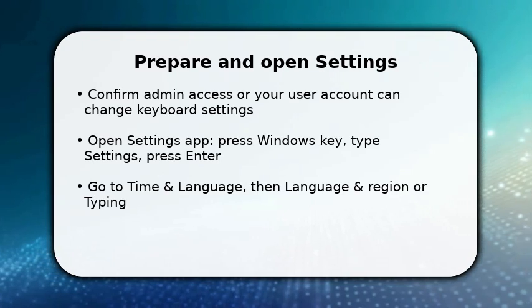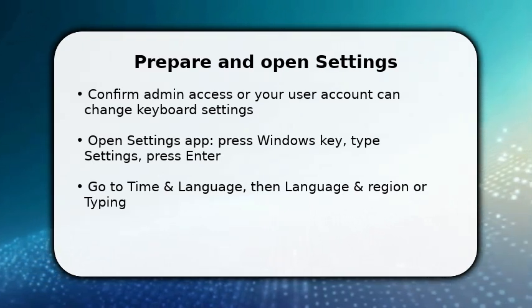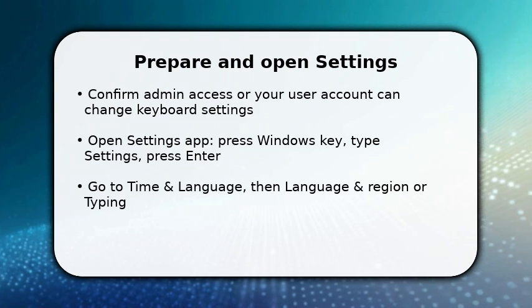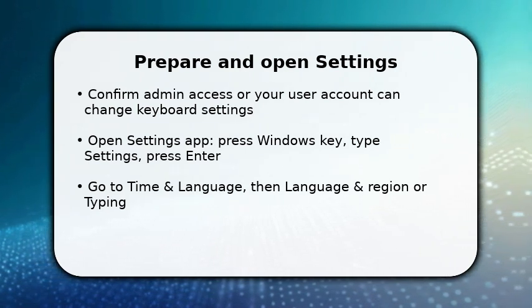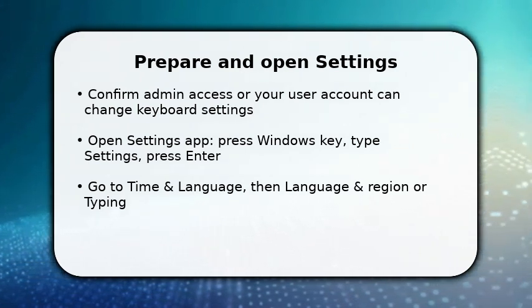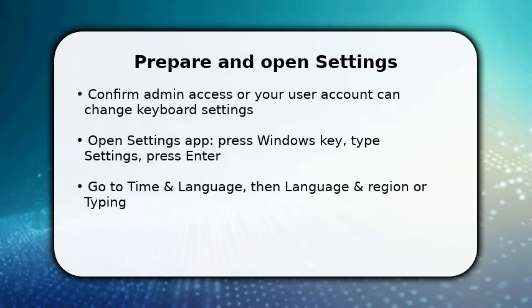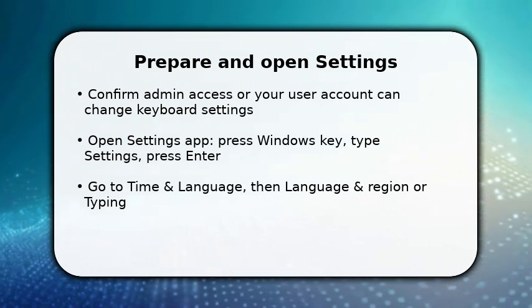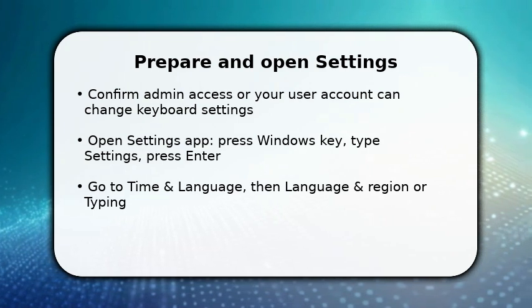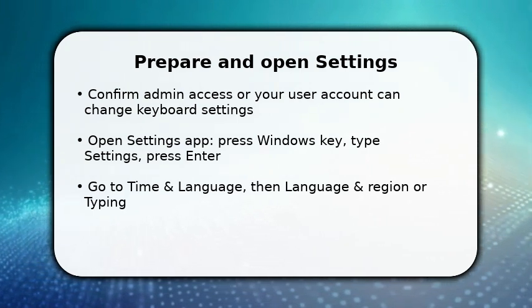Enjoy the video. You start by confirming you have permission to change input options. This prevents unexpected blocks later. Once ready, open Settings quickly. Press the Windows key, type Settings, and hit Enter. Then navigate to Time and Language and select Language and Region or Typing, depending on your Windows version.